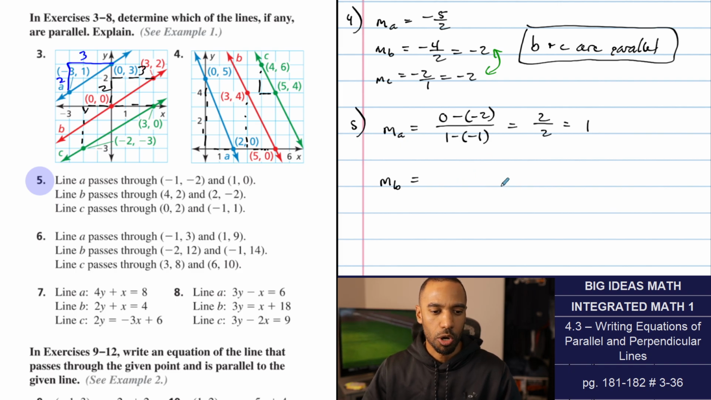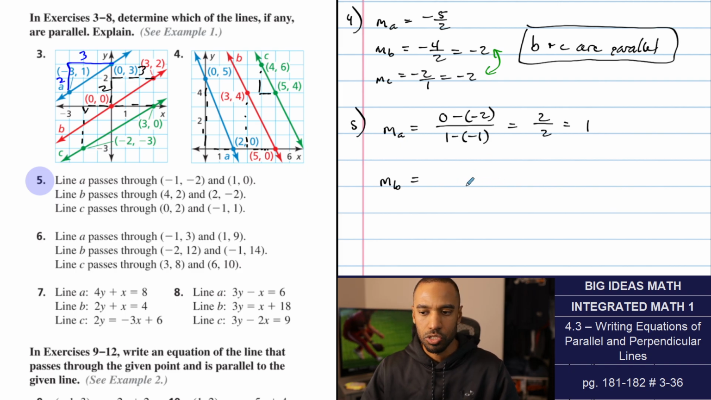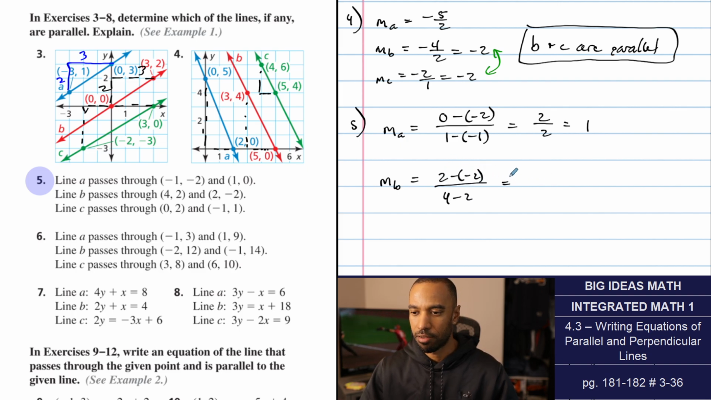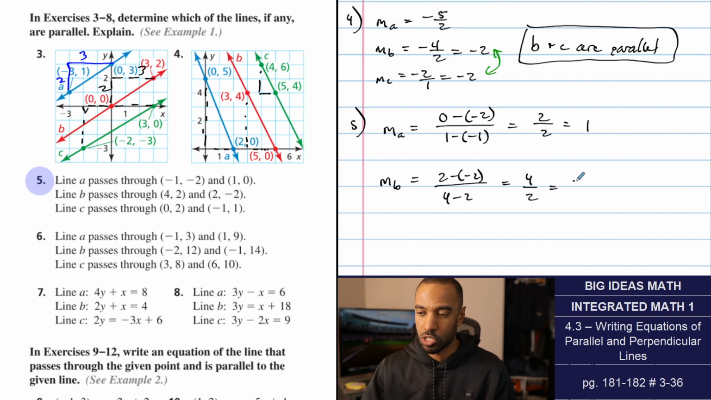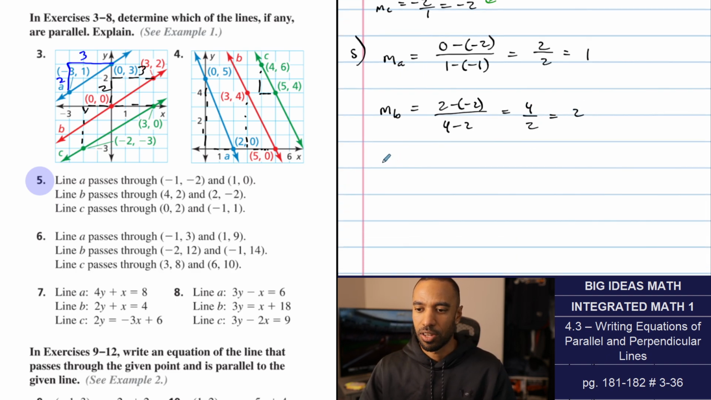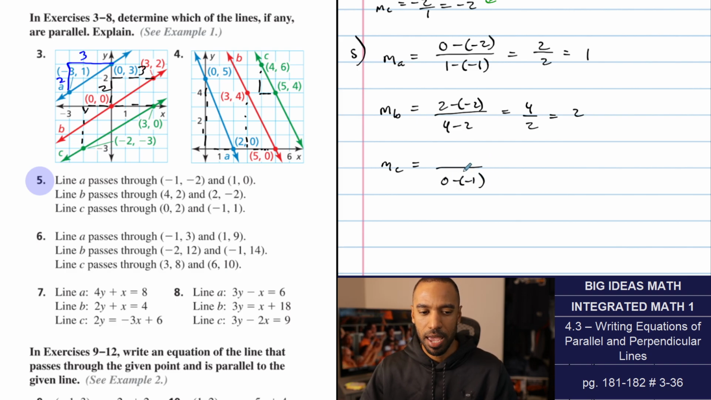Line B has a slope of, let's do 4 minus 2 on top. I always try to keep the bottom positive, so I'm looking at that, and then 2 minus -2. So here I have 4 over 2, which is 2. And then line C, we have 0 minus -1 on bottom, and then that means I have to go 2 minus 1 on top. So that's 1 over 1, which is 1.